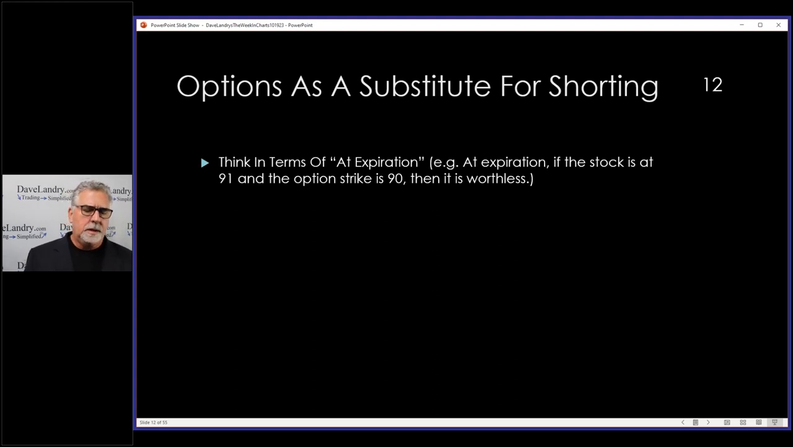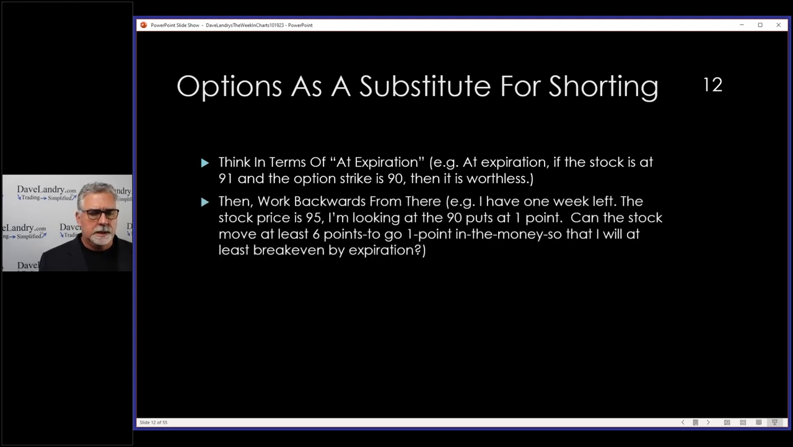So, for example, at expiration, if the stock is at 91 and the strike is at 90, then that put would be worthless, okay? If it's at 89 at expiration, then that put would be worth $1 because you have the right to put the stock to someone for $90. So once you figure out at expiration, you work backwards from there.